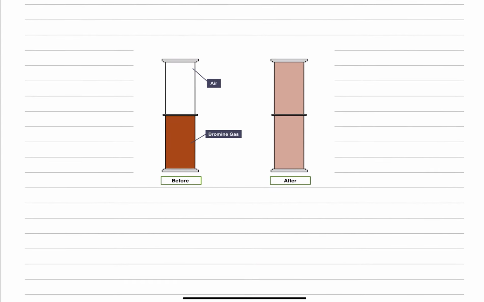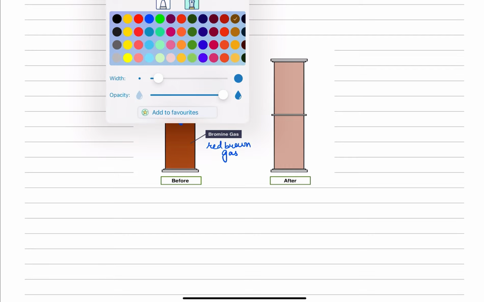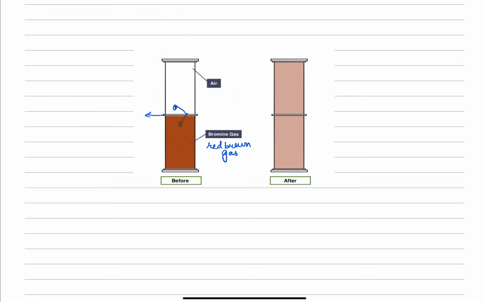Let's move on to the next experiment, experiment number 2. In this experiment, I have two glass jars. One glass jar, the bottom one, contains bromine gas. Bromine gas is a red-brown gas. And in the glass jar on top of the bottom one is just air. Once I remove the separator, or the lid, between them, the air molecules and the bromine molecules will start to collide and diffuse.